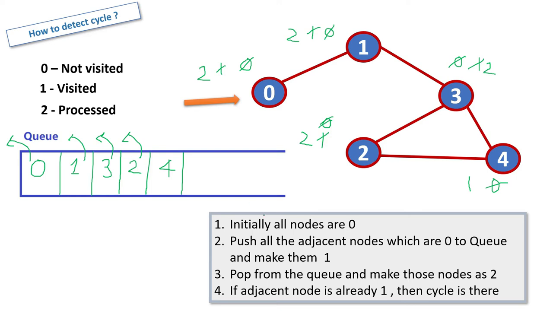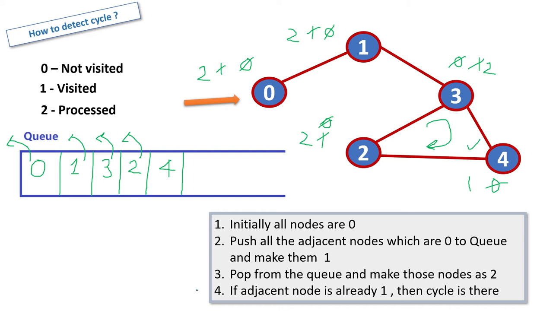So for 2, when we went for finding the adjacent nodes, we got that this 4 node has already been visited actually. So that's why there is a cycle present here. So this is the way we have to detect a cycle. If there is no cycle, then this kind of situation will never arise. So this is the technique to find a cycle in an undirected graph.